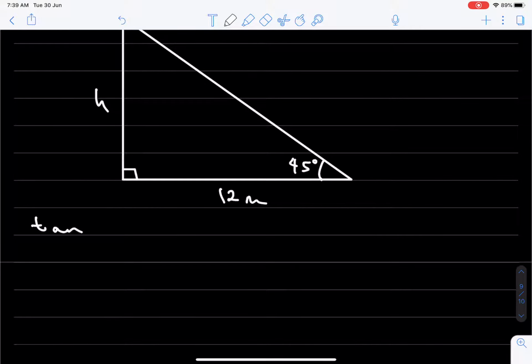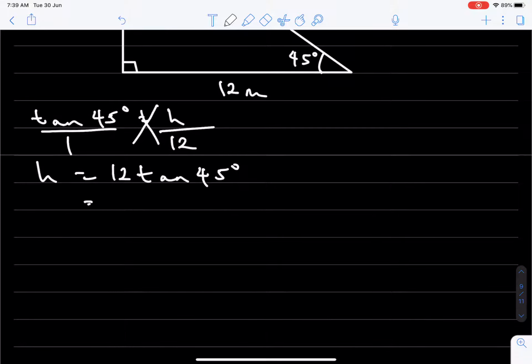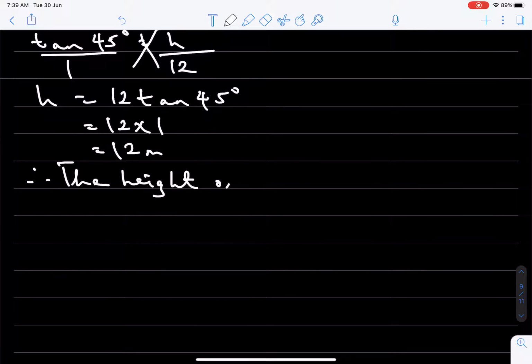That's also a very simple one. Tan 45 degrees equals opposite, which is h, over adjacent, and that's 12. When we cross multiply, h will be equal to 12 tan 45 degrees, which is 12 times 1, and that's 12 meters. Therefore, the height of the tree is 12 meters.